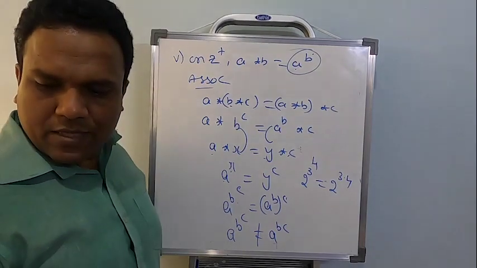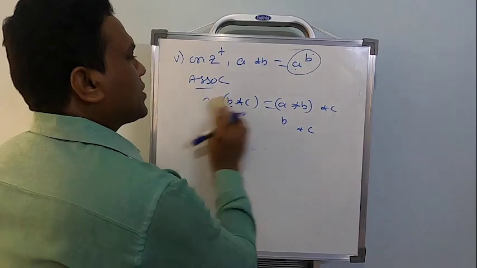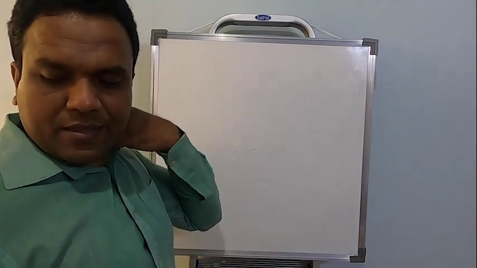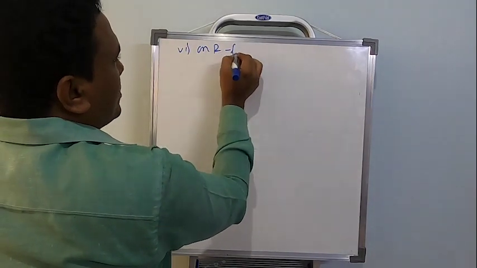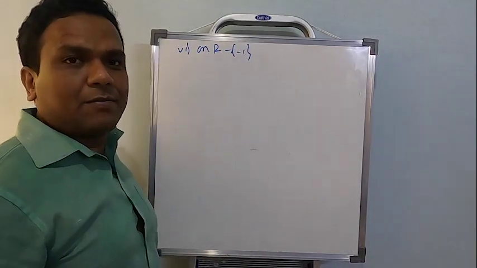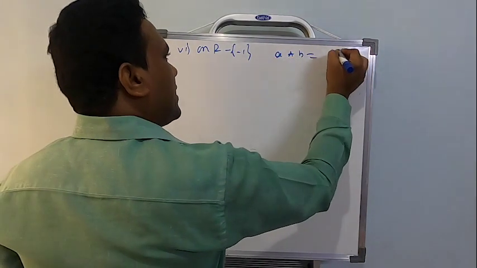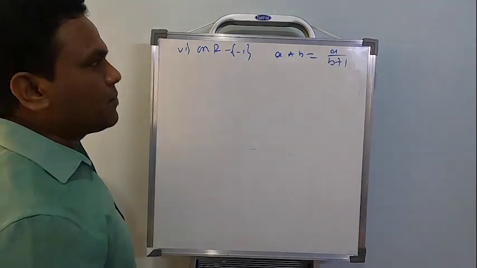Fine students, we are left with just one more problem on this, so let us quickly go through and finish it. Here the set is R minus {-1}, the real numbers except minus 1. A star B is defined as A by B plus 1. We have to check all three properties.